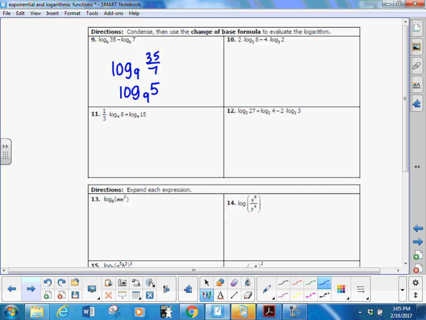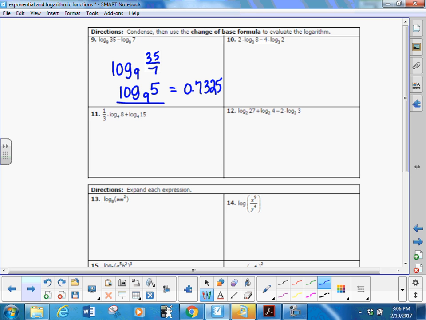And we talked about how to do that with our Inspire. But for right now, I'll tell you that's the number you would get. You will not have to evaluate on our quiz. On our quiz, you're going to be able to stop right there.